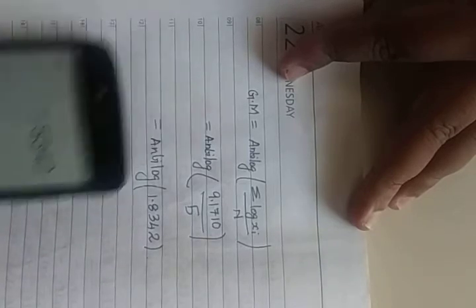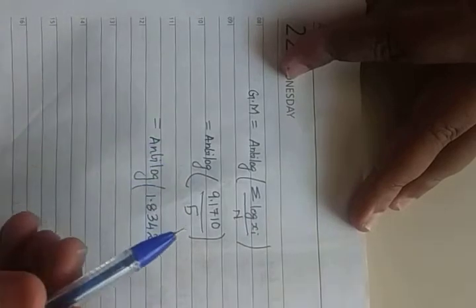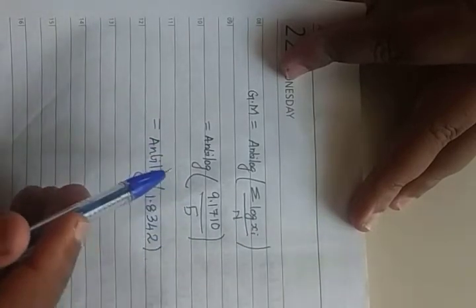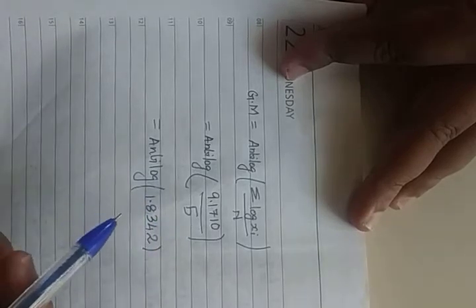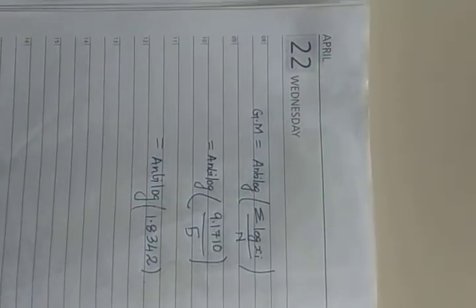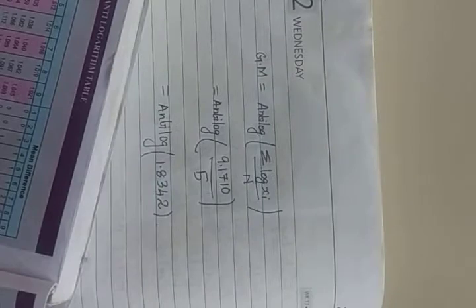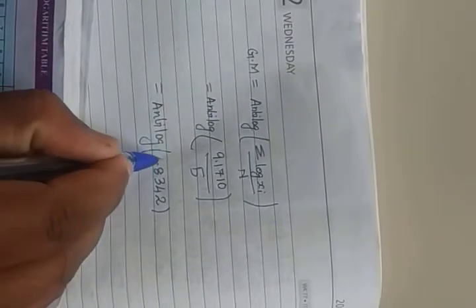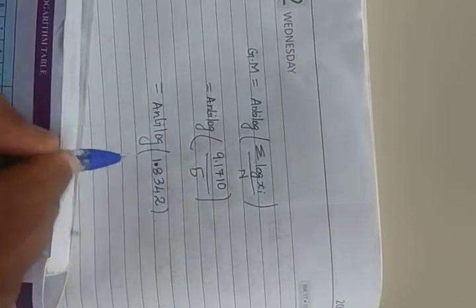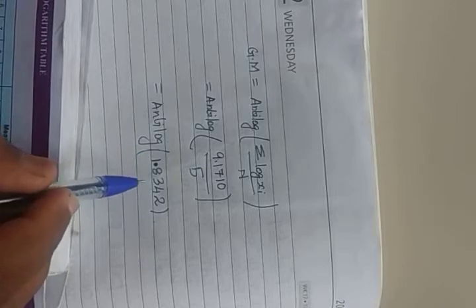Now after this one, we need to take the anti-logarithm. We convert the real number into a logarithmic number, and then we take the anti-logarithm to get the original number that we need to calculate. So again I need to use the tabular column. You can see the value we need to take. This is 1 point. So 1 is the characteristic, and the remaining 8342 is the mantissa.